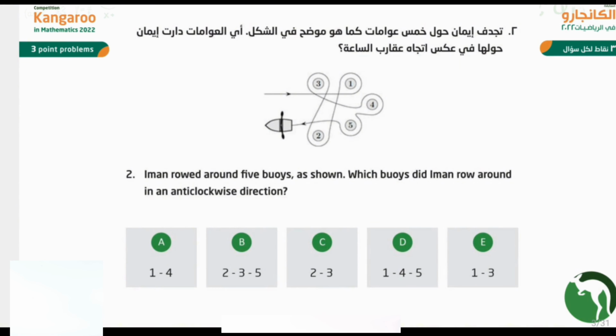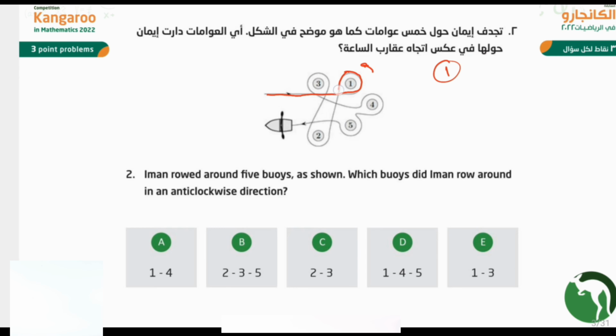In question number 2, Iman rowed around 5 buoys as shown. Which buoys did Iman row around in an anti-clockwise direction? Okay, so at first, let's start from here. Now we have number 1. So here in number 1, this direction is anti-clockwise. So 1 is one of the answers.